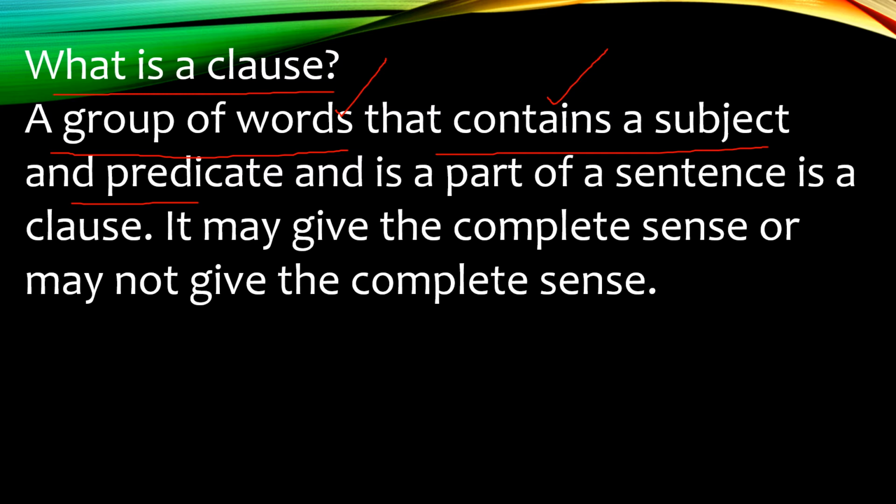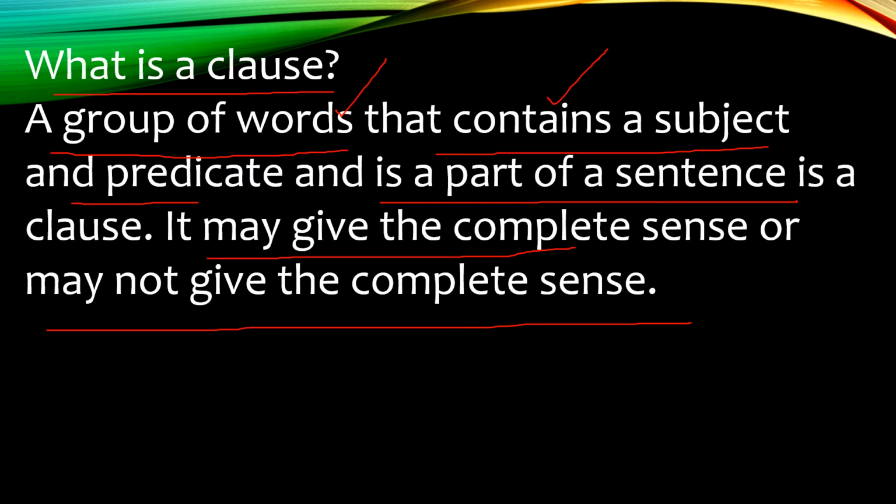The difference is the clause is a part of a sentence. Okay, clause is a part of a sentence. Of course, it is a group of words. Of course, it contains a subject and a predicate, but it is the part of a sentence. Sometimes it may give the complete sense and it may not give the complete sense. Unlike a sentence, what is a sentence? Sentence always gives the complete sense, but here clause sometimes gives the complete sense, sometimes gives the incomplete sense. That's the main difference between clause and sentence.